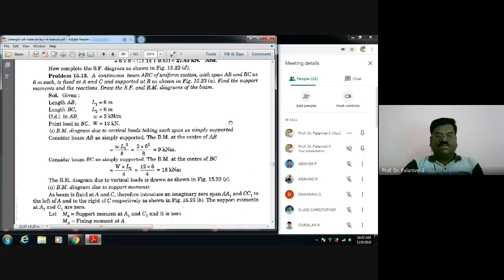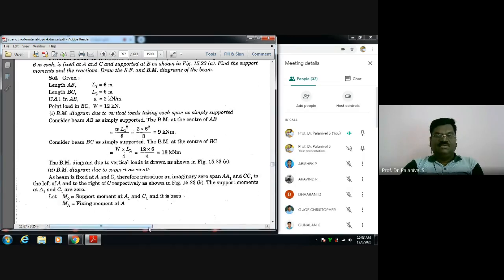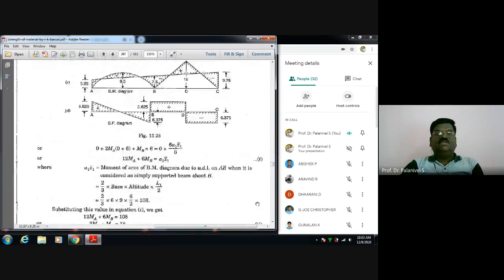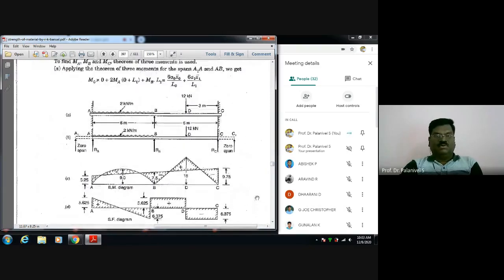Okay. So what is the only difference here? Just I will tell you the difference. Later you can even go through it. I need not teach you once again. See, this is the given problem. Only two spans, AB and BC, but A is fixed, B is also supported. Okay, UDL is acting here, point load is acting. Okay, this is the load diagram.